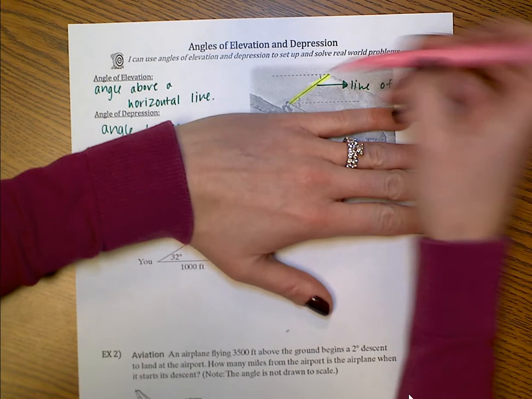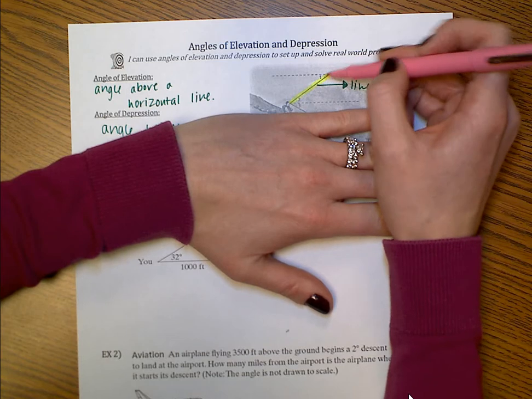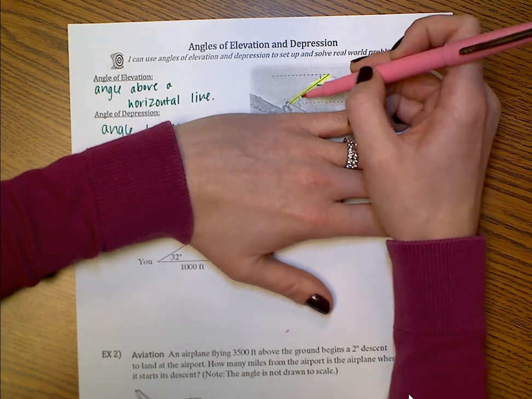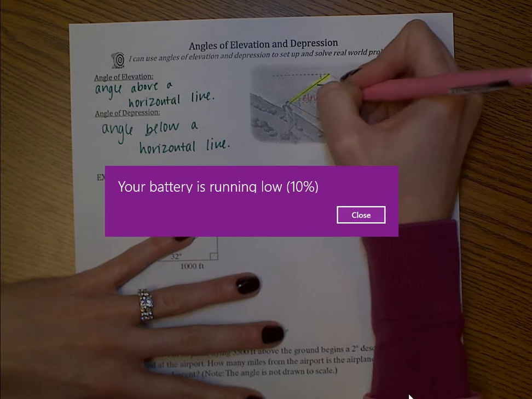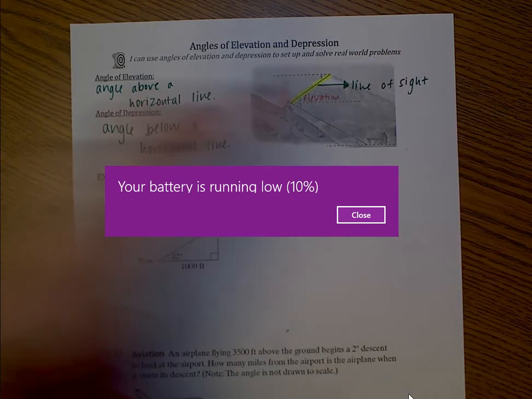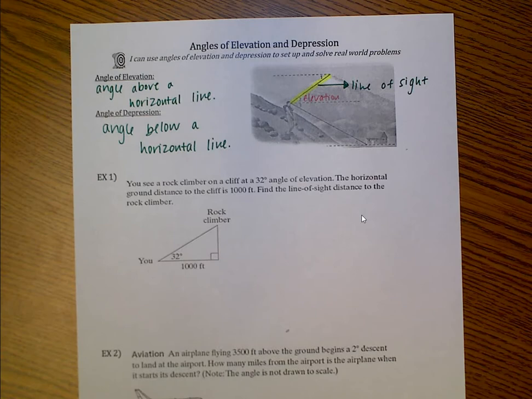Okay, so this man looking up to the top of the mountain, angle 2 here, that's called an angle of elevation. It's above that dashed horizontal line. And it makes sense. He's looking up to the top of the mountain. If you elevate something, you kind of lift it up. So that makes sense there.